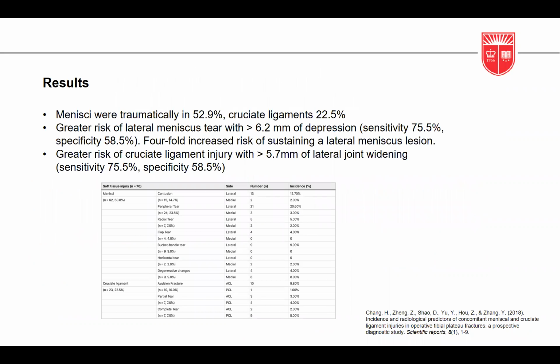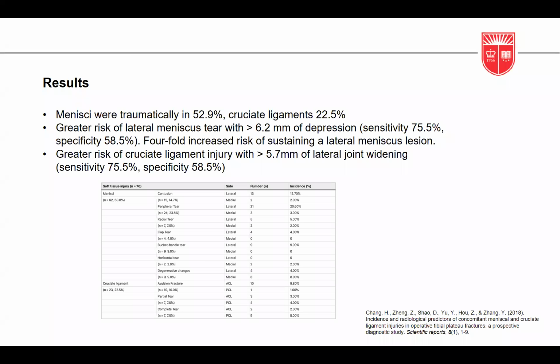Results found that the menisci were considered to be traumatically injured in 52.9% of patients, with 90% of those injuries occurring in the lateral meniscus. Cruciate ligament injuries were found in 22.5%, with avulsion fracture being the most common injury.